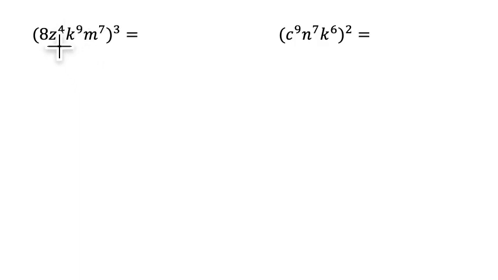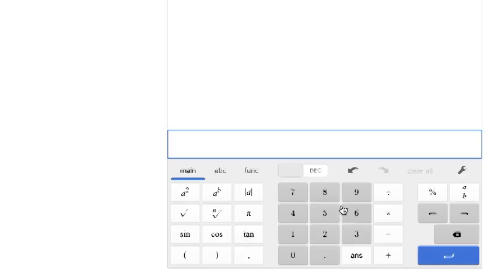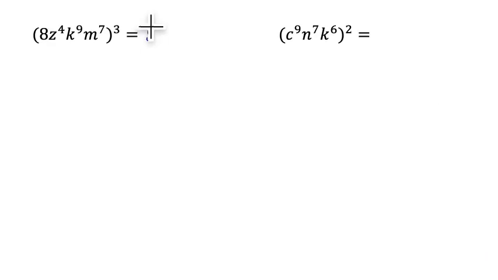Here we're raising exponents to an exponent. That 8's a regular 8 though, so we're going to treat it like a regular number. This will be 8 to the 3rd power, which is 512. So 8 to the 3rd power is 512. Z to the 4th power raised to the 3rd power. That's where we multiply our exponents, because we're raising an exponent to an exponent. So that's z to the 12th power.